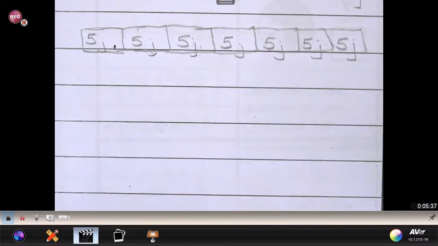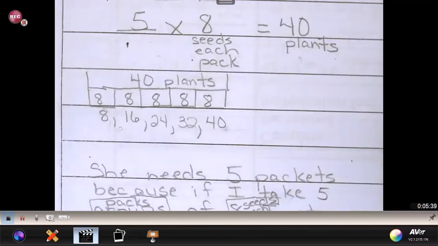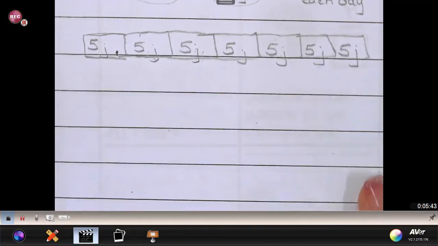Now, I can go back here, and I can't remember the gentleman's name, Dylan. I should remember that. That's my son's name.